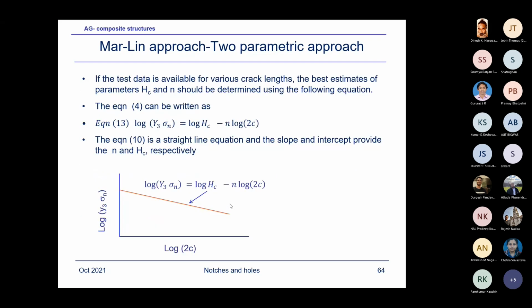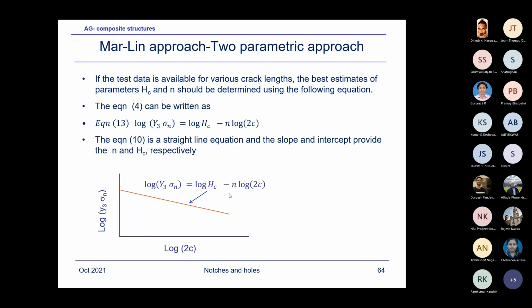I've written it just over here. So if the test data is available for various crack lengths, the best estimate is better: suppose you have many crack lengths available, it's good. That means you can optimize the line equation, and then these parameters N and SC can be determined by the plot. The equation can be written over here, and suppose you have many data points, you can have the best fit curve. So we call those the best fit N and SC parameters.